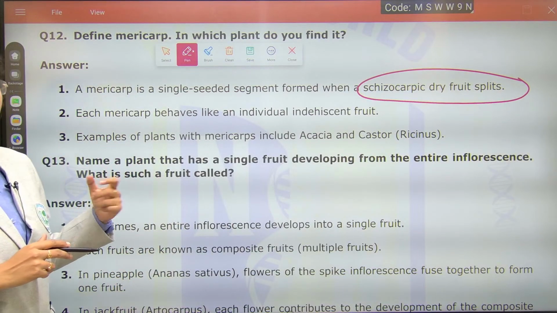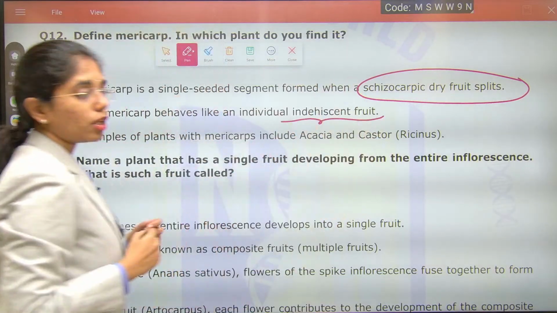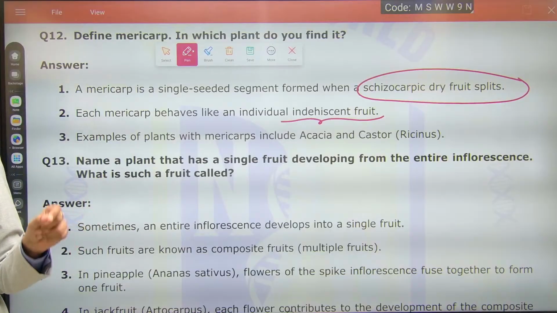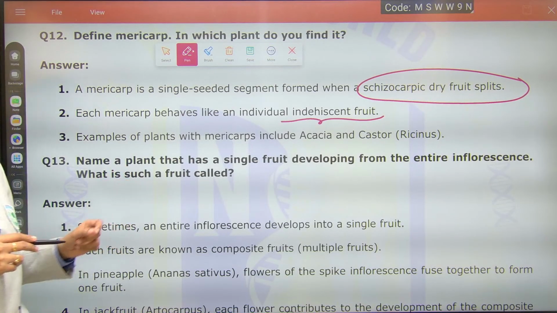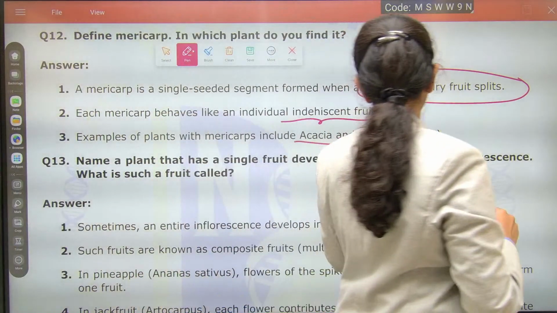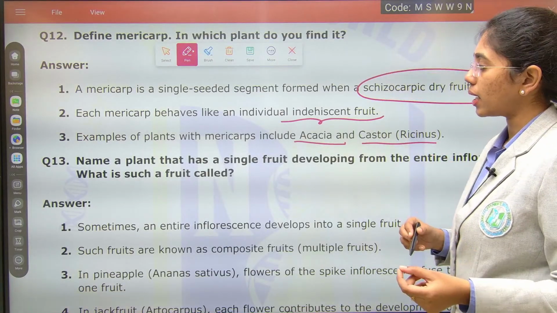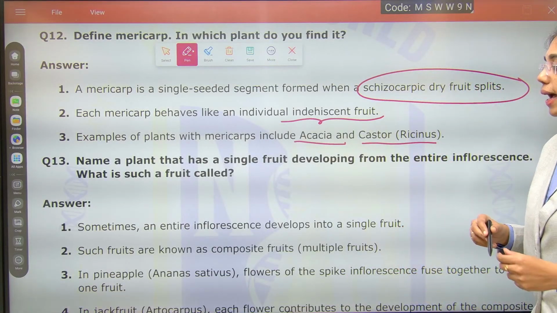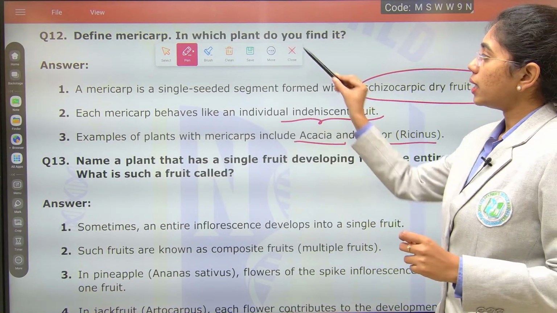Each mericarp will again behave like what? Each individual mericarp will behave like a dry indehiscent fruit. Examples of plants with mericarps include acacia and castor. Clear till here?